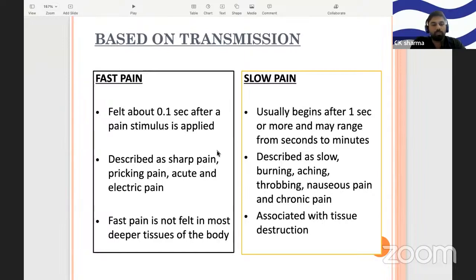Fast pain is felt in about 0.1 second after the pain stimulus is applied, and slow pain usually begins after 1 second. Fast pain is described as sharp pain, pricking pain, or acute and electric pain, while slow pain is described as slow, burning, aching, throbbing, nauseous pain, and chronic pain. Fast pain is usually not felt in most of the deeper tissues of the body, while slow pain is associated with deeper tissue disruptions.